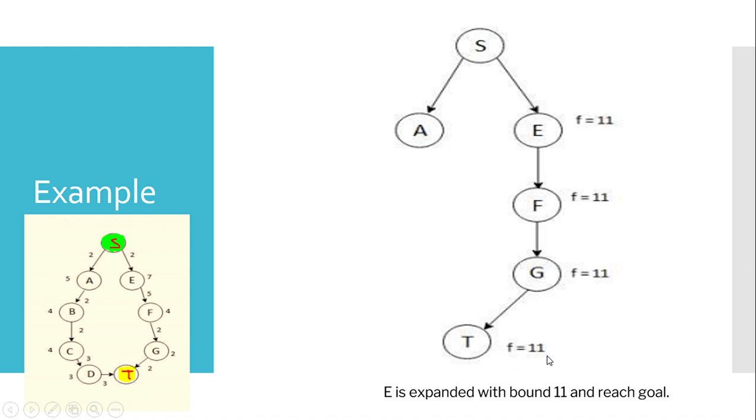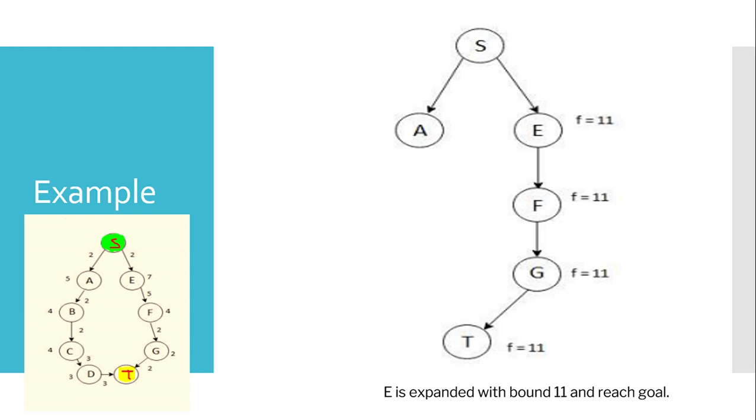So this is how from S, first we selected the left subtree for the expansion, but because we reached the limit, we did the backtracking. Then E we expanded. Then because of the limit again, we did the backtracking. Again we reached up to D, but again the cost exceeded, and we did backtracking. And finally from S to T, we reached the goal node with the cost as 11.